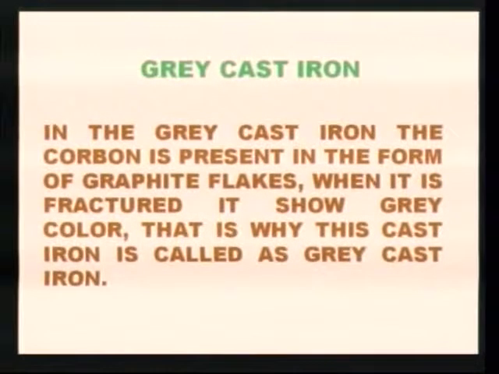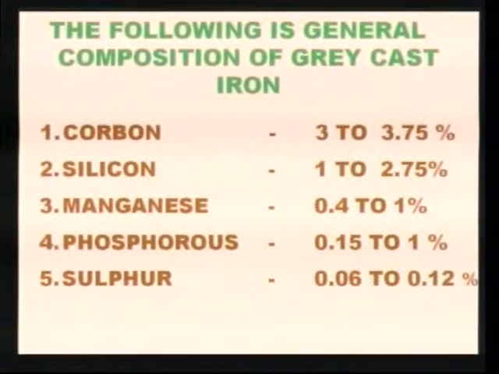In the gray cast iron, the carbon is present in the form of graphite flakes. When it is fractured, it shows gray color. That is why this cast iron is called gray cast iron. The following is the general composition of gray cast iron.